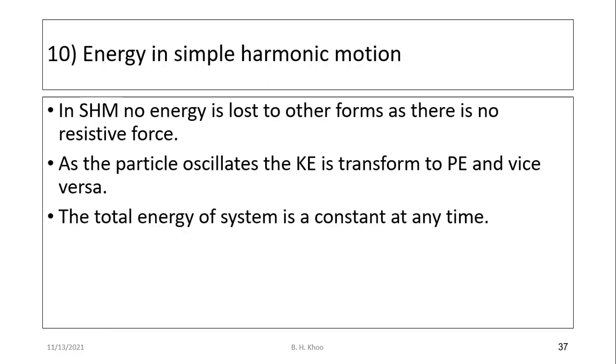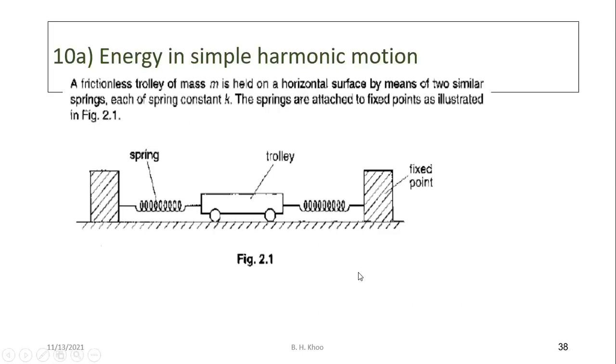For a spring, you go up and down, but in this case the potential energy is elastic potential energy. So when we say total energy, it's the total energy of the system. The total energy of the system is constant at any time. We can write kinetic to potential, or whichever symbol you prefer. That is energy in simple harmonic motion.